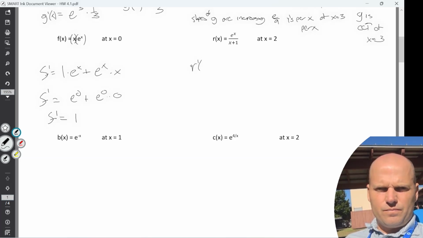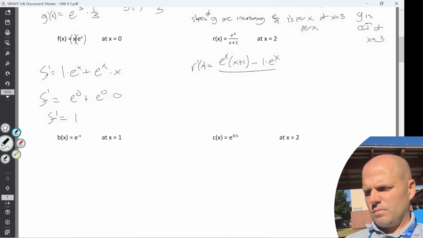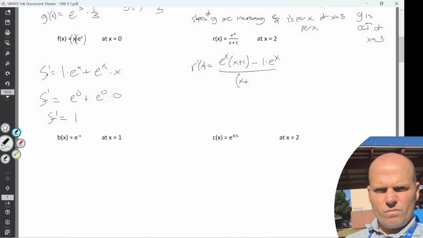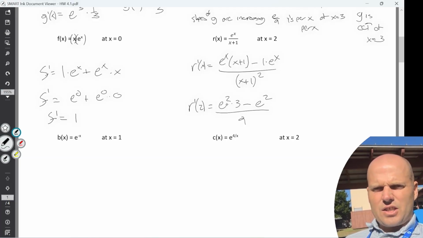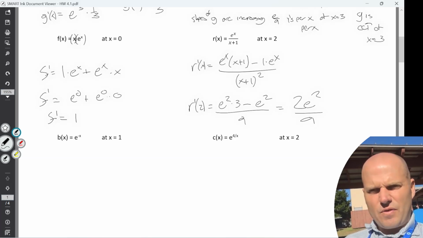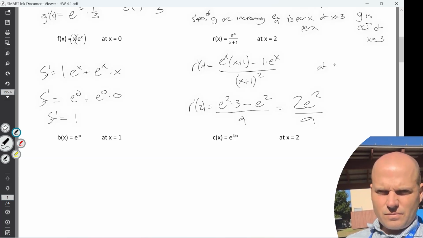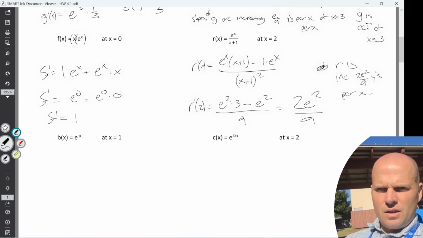Here, make sure you use the quotient rule. Slopes of the top times the bottom minus the slopes of the bottom times the top, all over the bottom squared. Plugging in 2, I get e squared times 3 minus e squared over 3 squared, which is 9. That's 3e squared minus an e squared. That's 2e squared. I think a lot of people need to just practice simplifying e's and stuff like that. You'd say r is increasing 2e squared over 9 y's per x at x equals 2.